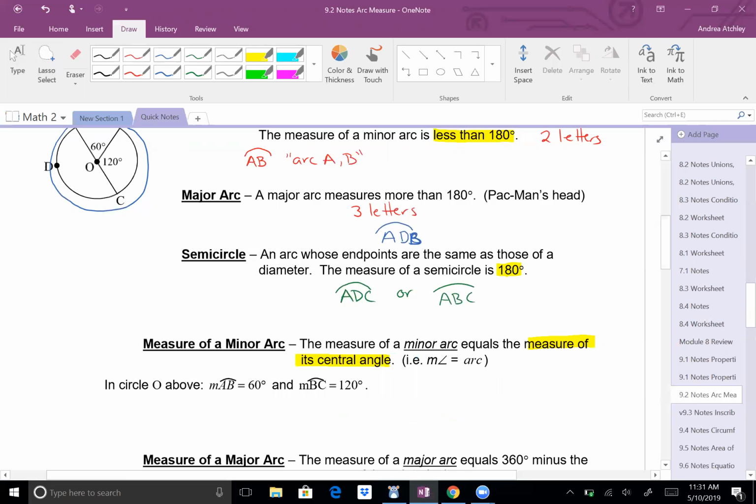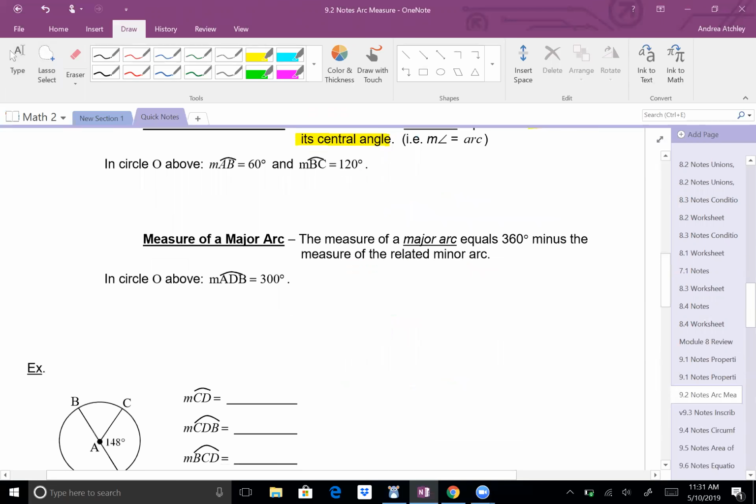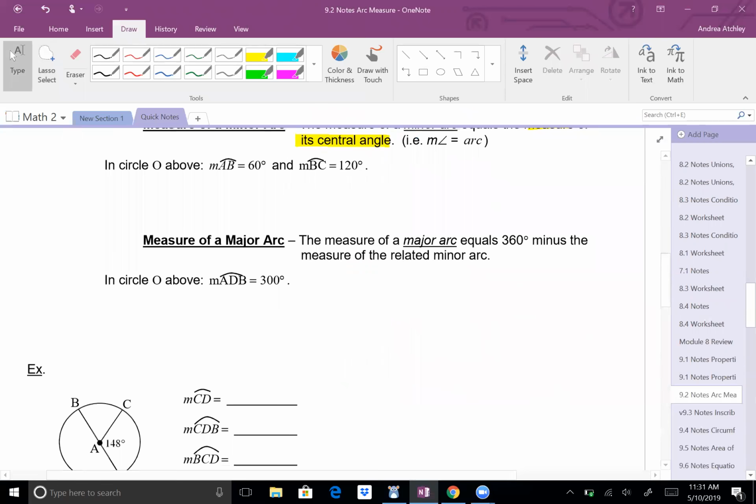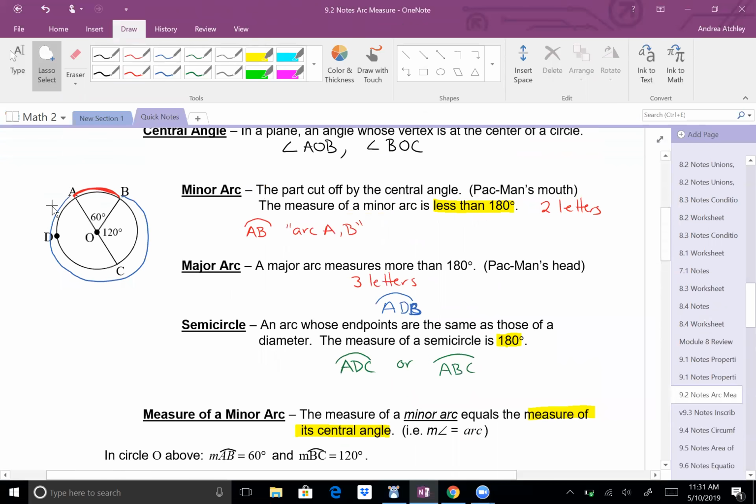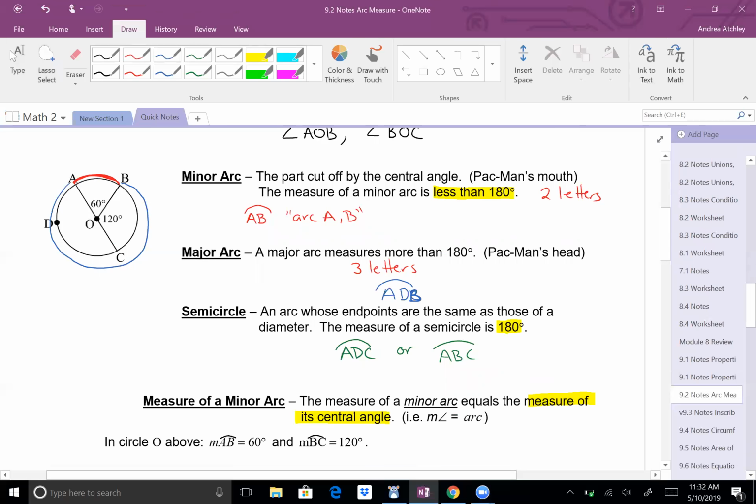Okay. The measure of a major arc, you can do it by subtracting from 360. So the measure of ADB would be 360 minus that 60 degrees, because this is the only part that's not part of the major arc. If I take away that 60 degrees, I'm left with the rest of the arc. Does that make sense? Okay.